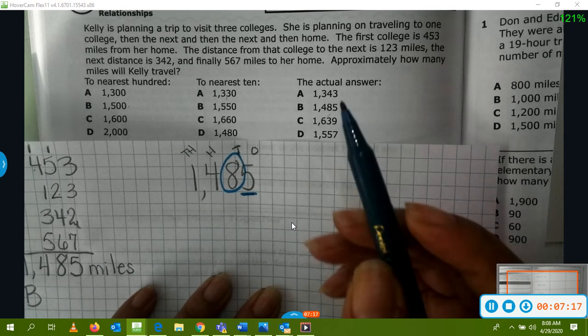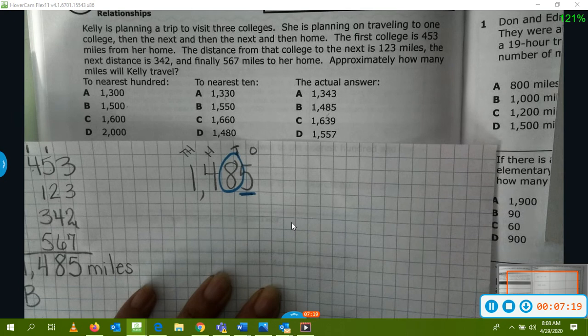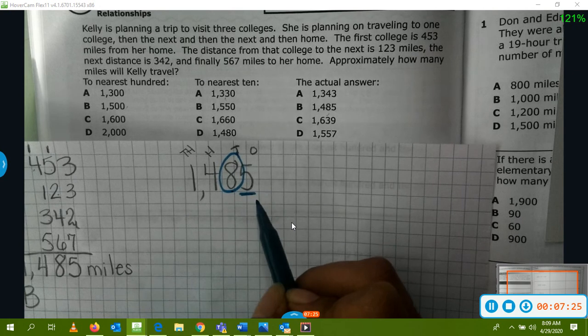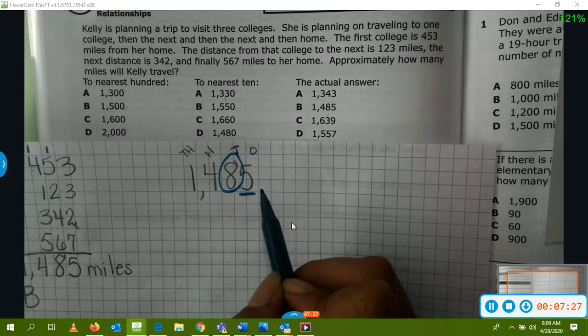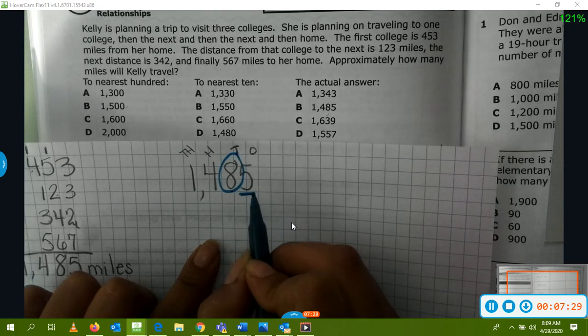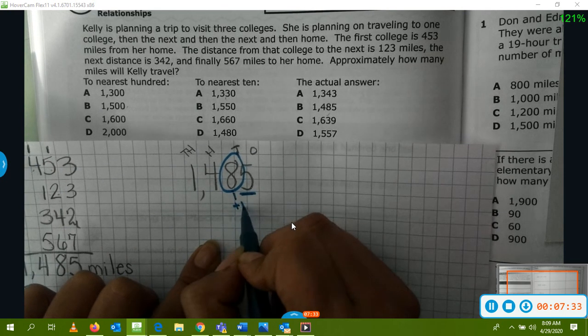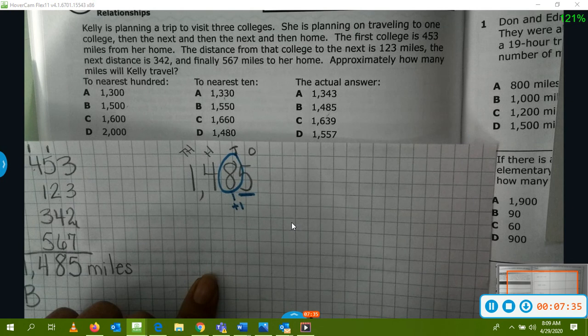Okay? So, this is our what? Our boss number. Our boss number is telling us to do what? 0 through 4, the circle stays the same. But if the numbers are 5 through 9, we add 1 to the game. So this is 5 through 9. So we're going to do what to this 8? We're going to add 1. Right? So here we go.